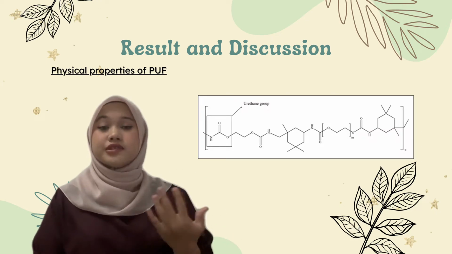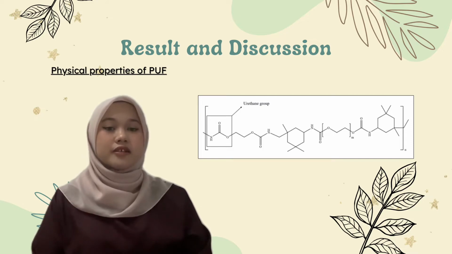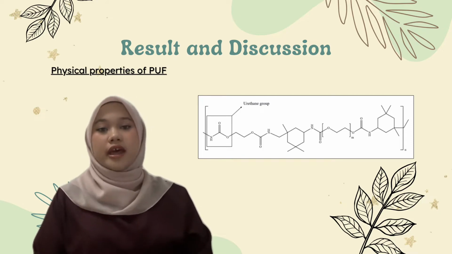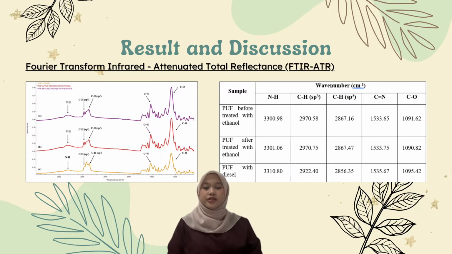Then, here shows the structure of PU. It was identified as PU structure since it contains a molecular backbone that has a urethane group, as highlighted in this figure. Then, for characterization using FTIR-ATR, the functional groups present in the adsorbent were determined.